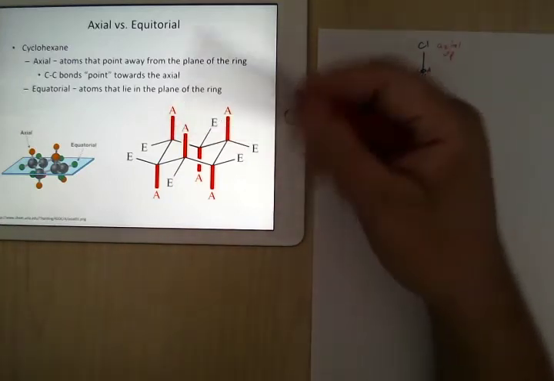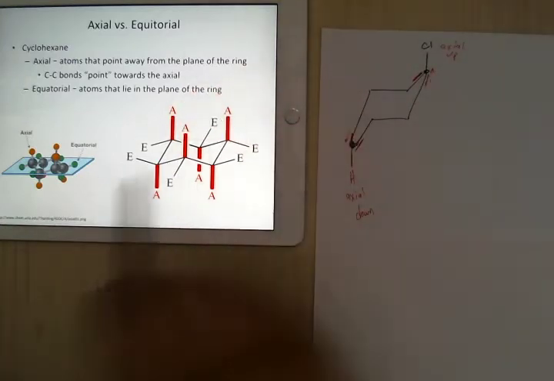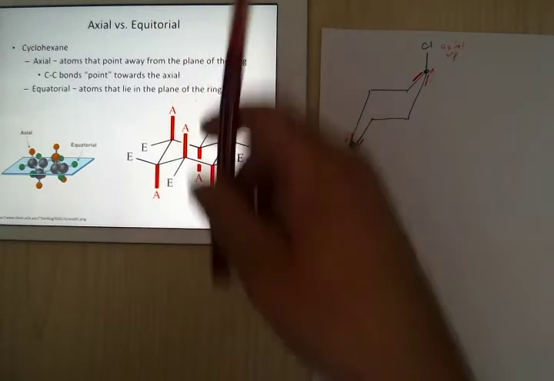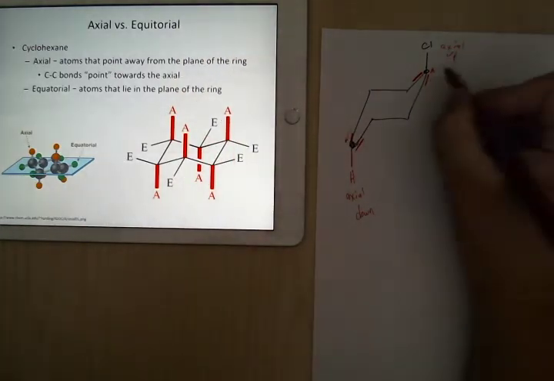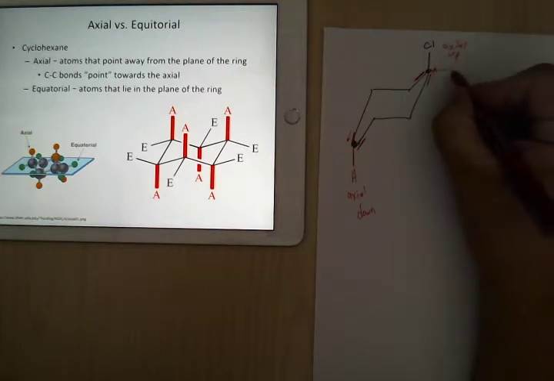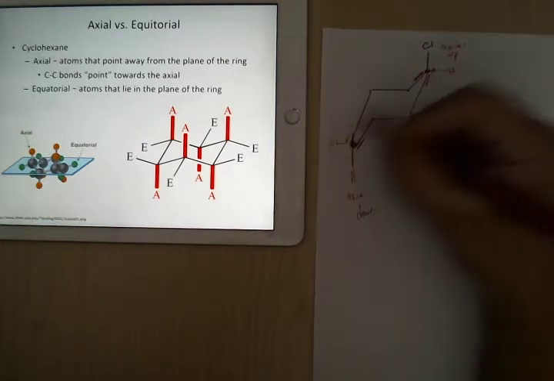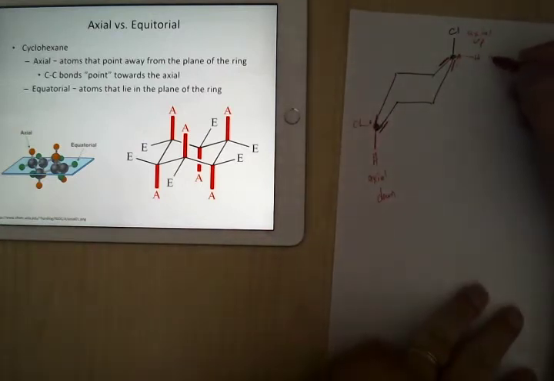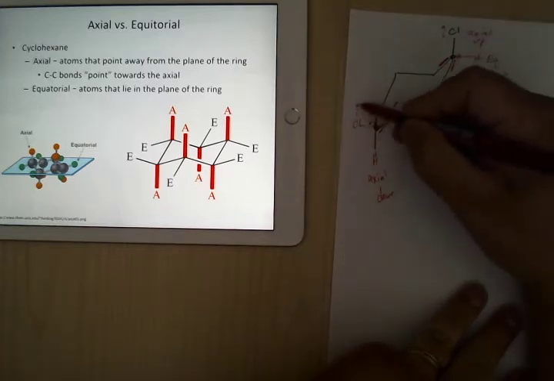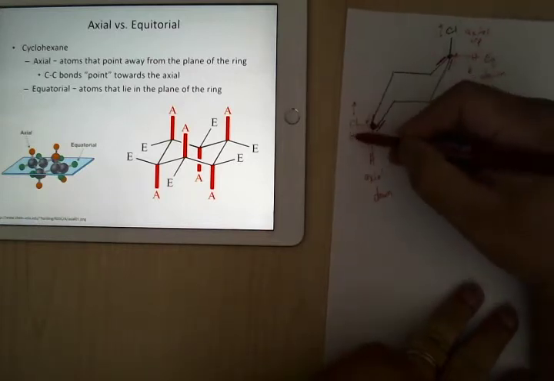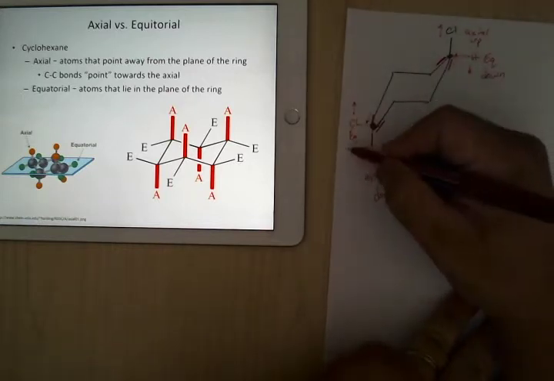So the axials all point up and down, say like this is a globe. The axials go up and down. The equatorials go around the equator, so they're going to be coming off to the side. So here's a hydrogen, here say it's a chlorine. This one here is equatorial down, because that's pointed up, that's down. This is higher than that, so this is up. But it's pointing off to the side, so it's equatorial up.